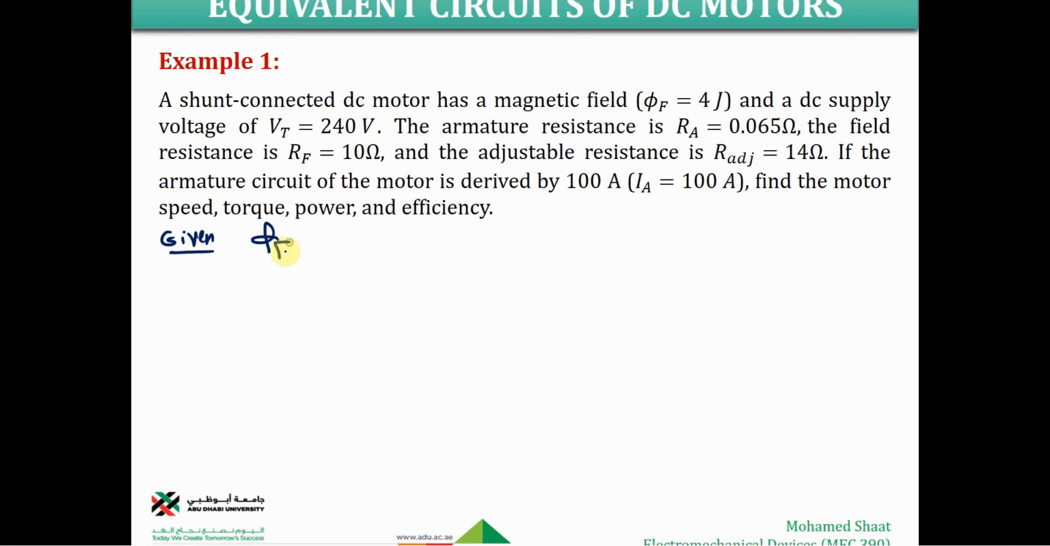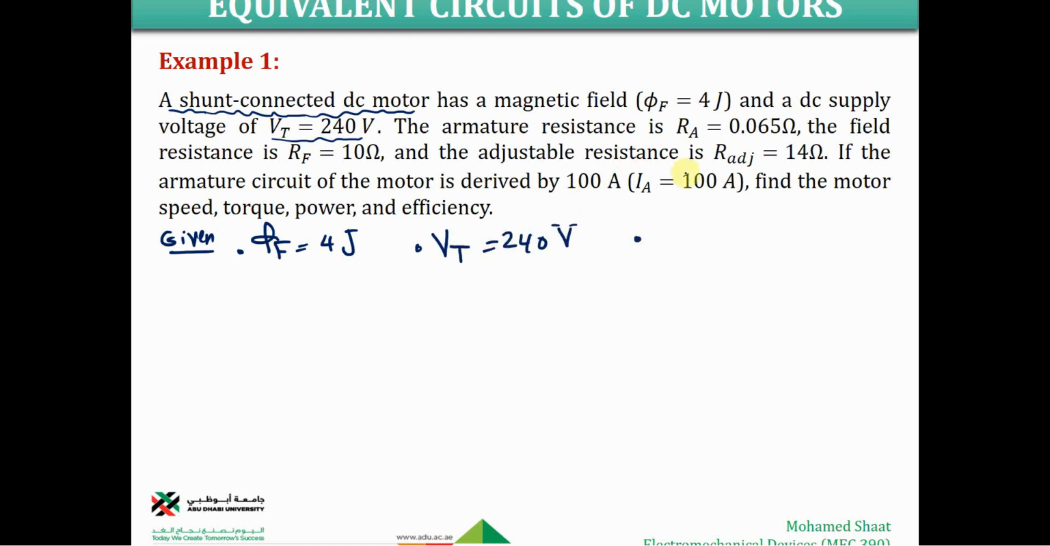So it is given that the Vf is 4 joules, and the most important thing that you should acknowledge is the type of the DC motor. It is a shunt connected DC motor that will use only one source, and the field and the armature branches or circuits will be in parallel. And a DC supply voltage, which is already given by VT equals 240 volts.